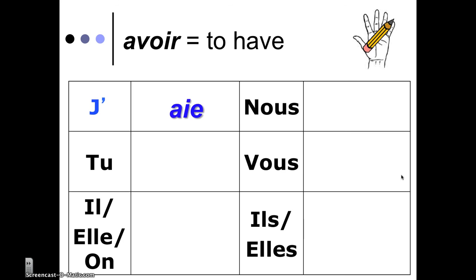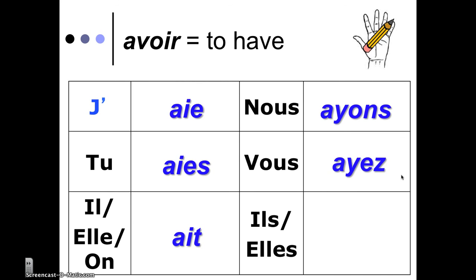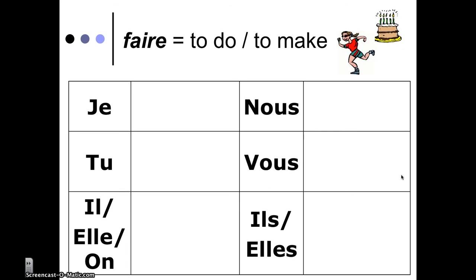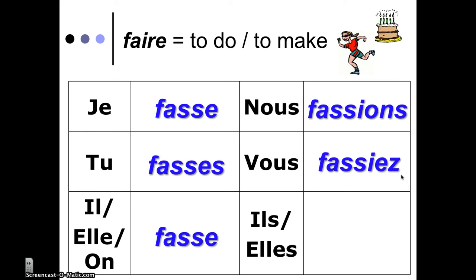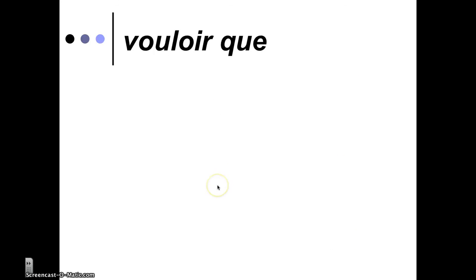We've got j'ai, tu aies, il ait, nous ayons, vous ayez, and ils aient. And our last one is faire. We've got je fasse, tu fasses, il fasse, nous fassions, vous fassiez, ils fassent. Beautiful, aren't they? You're going to be okay. Don't worry. But that's a little petit introduction du subjonctif. Merci, au revoir. But wait, there's more.